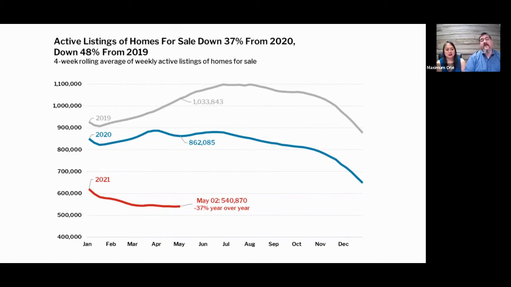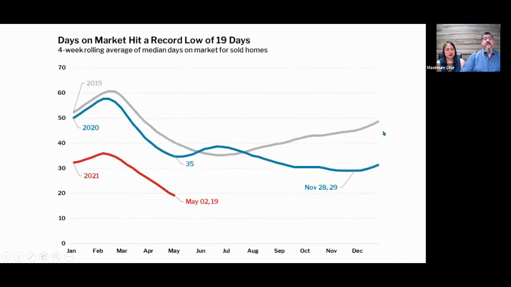This is one of those data points that are tough to share with our buyers right now, and that is that the active listings of homes for sale is down. It's down 37% from 2020, but it's down 48% from 2019. This is the one that shows the total number of homes, because our volume is so much higher than it was in these past 2 years. The overall active listings, homes that are available to show, is down 50% right now.